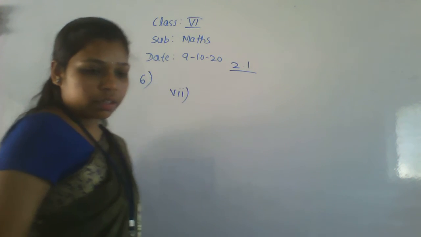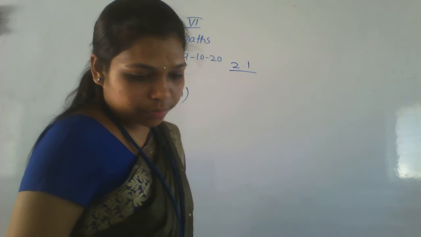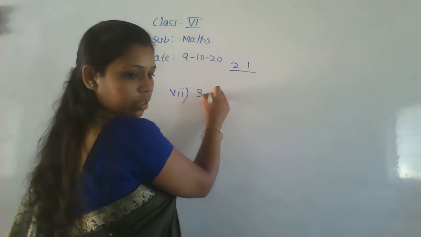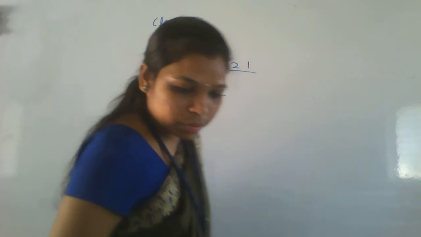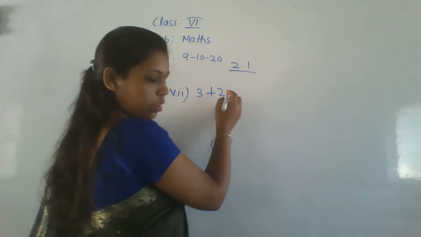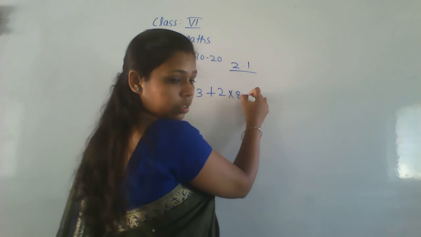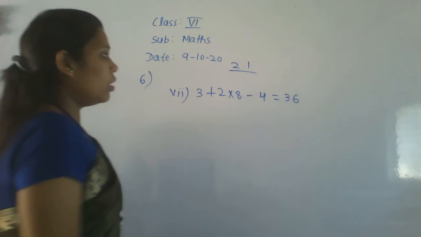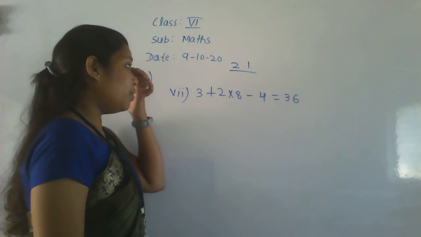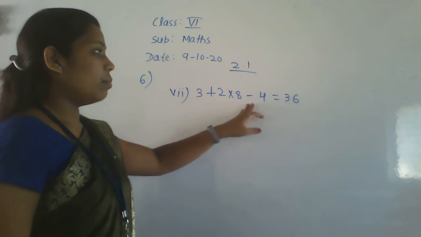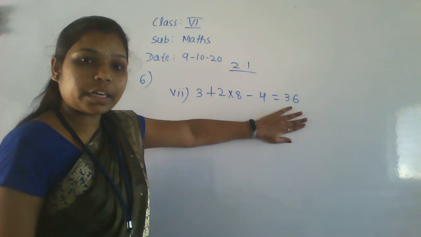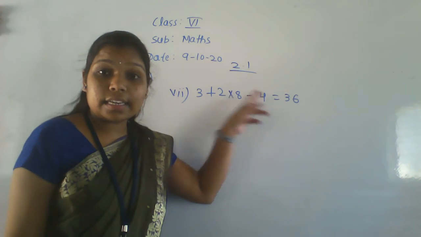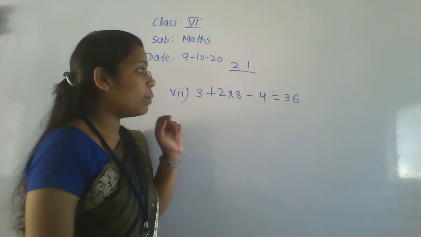Seventh one, the given seventh one. 3 plus 2 into 8 minus 4 is equal to 36. Okay. So here 3 plus 2 into 8 minus 4 is equal to 36. We want 36 as the answer. So where do I have to put a bracket here?